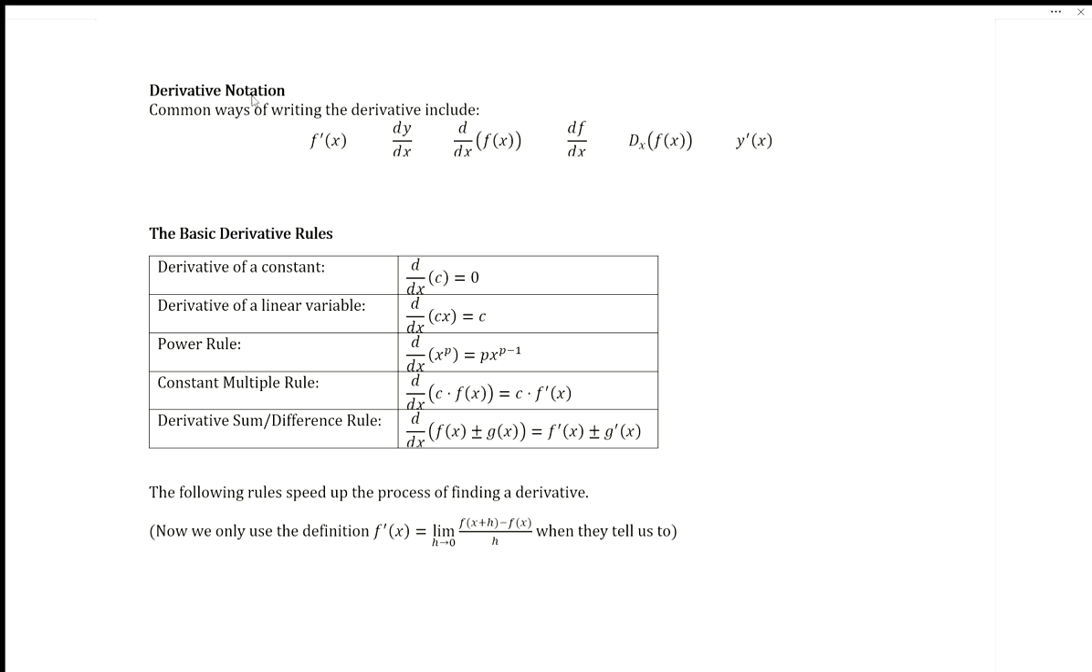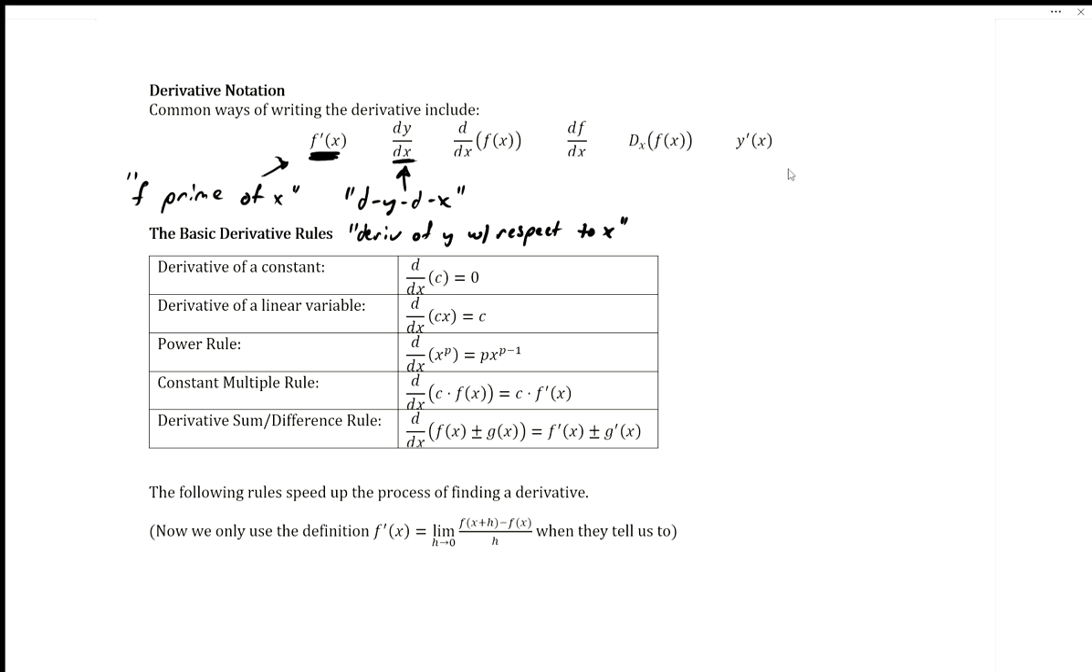So here we've got our derivative notations. This first one and the second one are the main ones. The way that we say this is f prime of x. The second one we say dy dx. So it looks like a fraction, but we state it just like that. So dy dx, that's the derivative of y with respect to x. So that's the extra long way to say it.